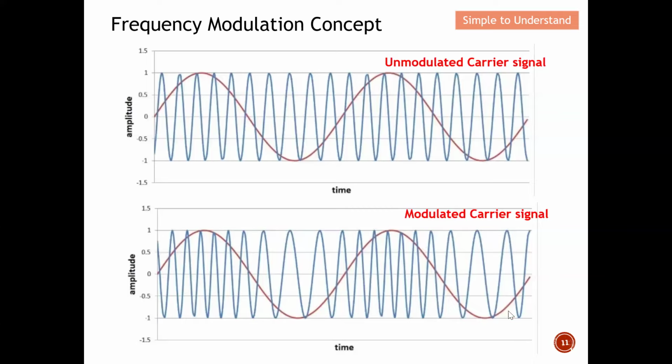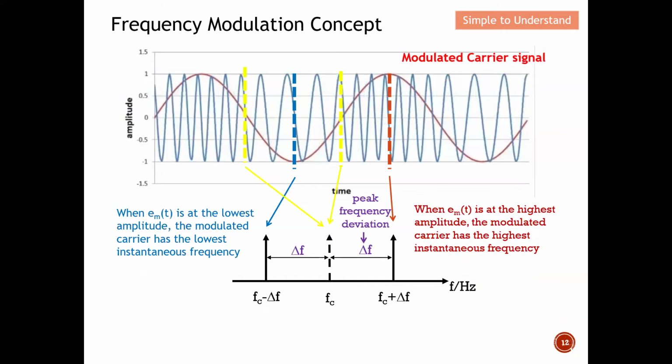Okay, so basically this is what the frequency modulation concept is about. By altering the frequency of the carrier, I can represent the amplitude of the modulating signal. Okay, let's move on. Let me give you another example so as to be clear.